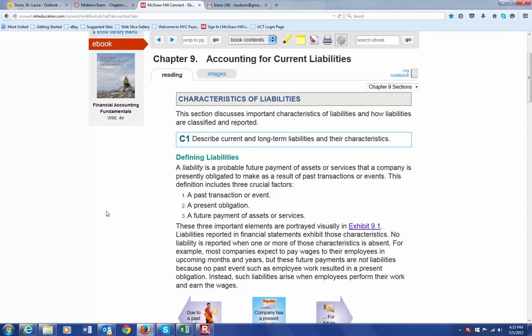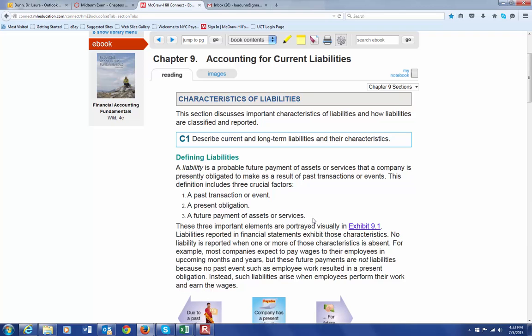As they say here in your book, a liability is a probable future payment of assets or services that a company is presently obligated to make as a result of past transactions or events. So basically, something happens in the past, such as you sell merchandise to somebody, well, in this case you would be buying something from somebody, and because you purchased it and they delivered it to you, you have an obligation, a current obligation, a present obligation to pay for that.